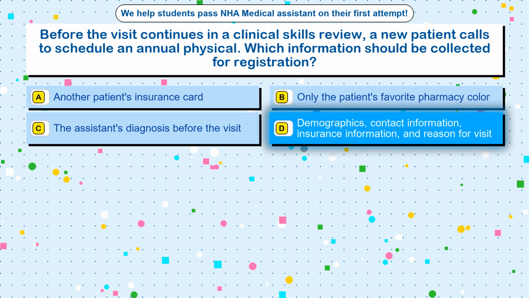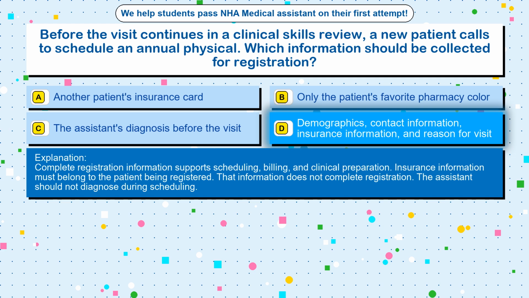The correct answer is option D, demographics, contact information, insurance information, and reason for visit. Complete registration information supports scheduling, billing, and clinical preparation. Insurance information must belong to the patient being registered. That information does not complete registration. The assistant should not diagnose during scheduling.